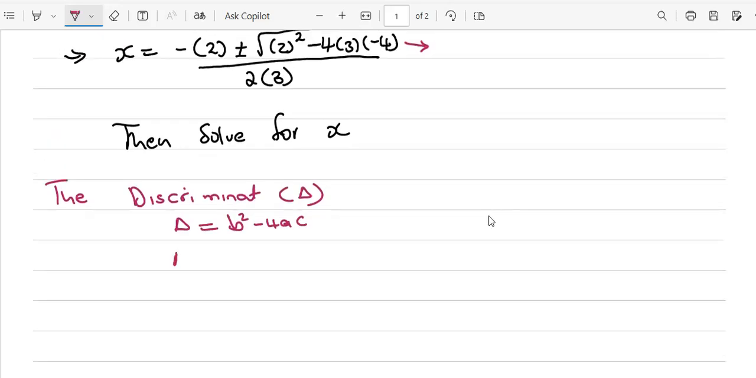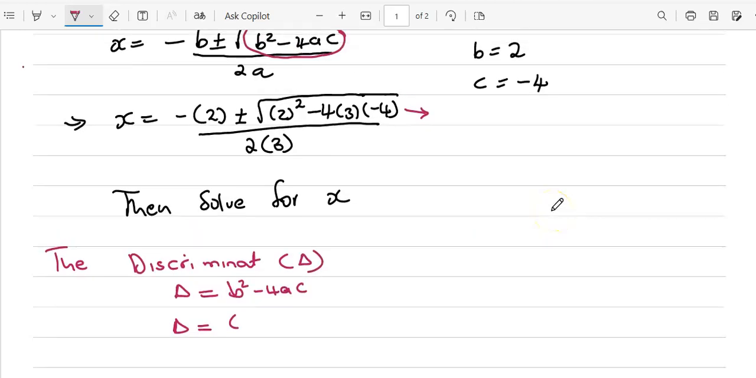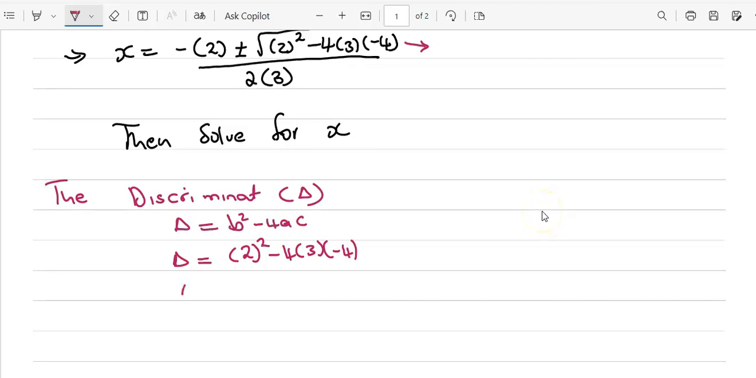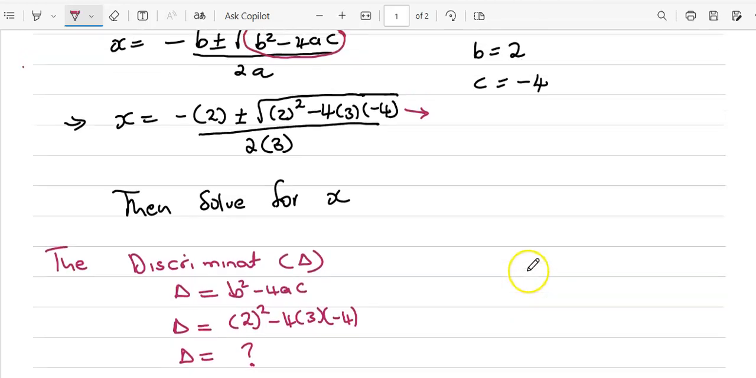So if we rewrite this, here is b squared. We said the value of b is 2, so we write 2 squared minus 4 into the value of a, which we said is 3, and the value of c, which is minus 4. So this is the discriminant. Therefore, if you punch that on the calculator, you'll be able to know the discriminant of that quadratic equation.